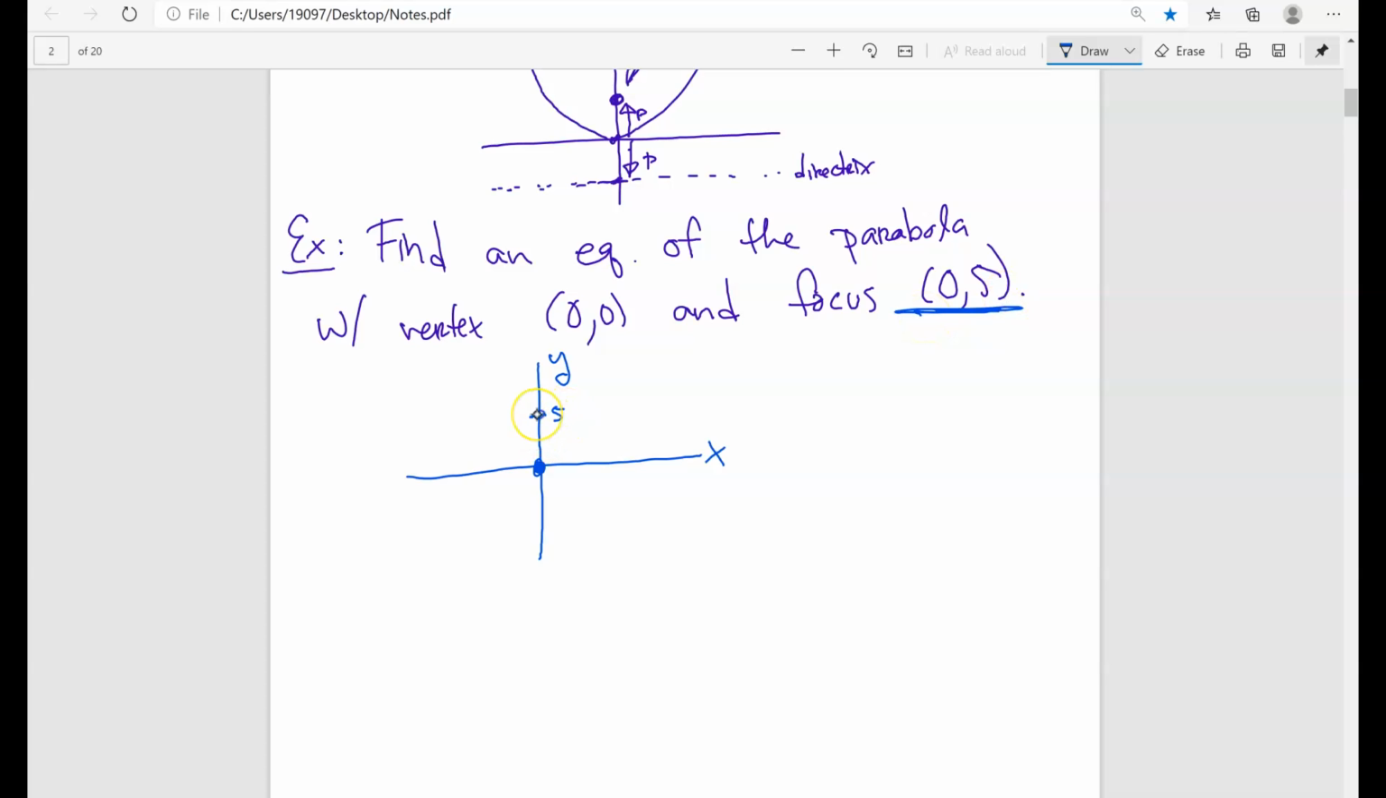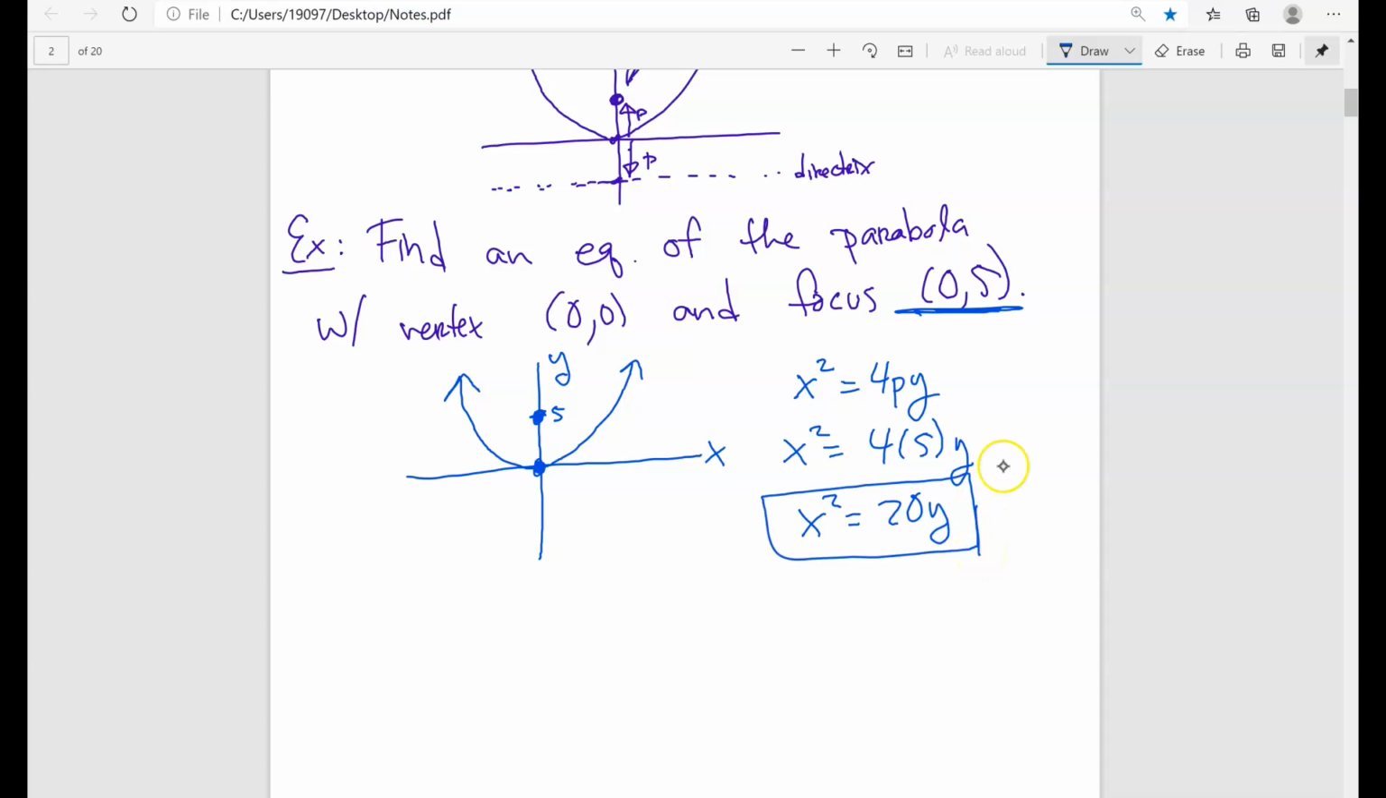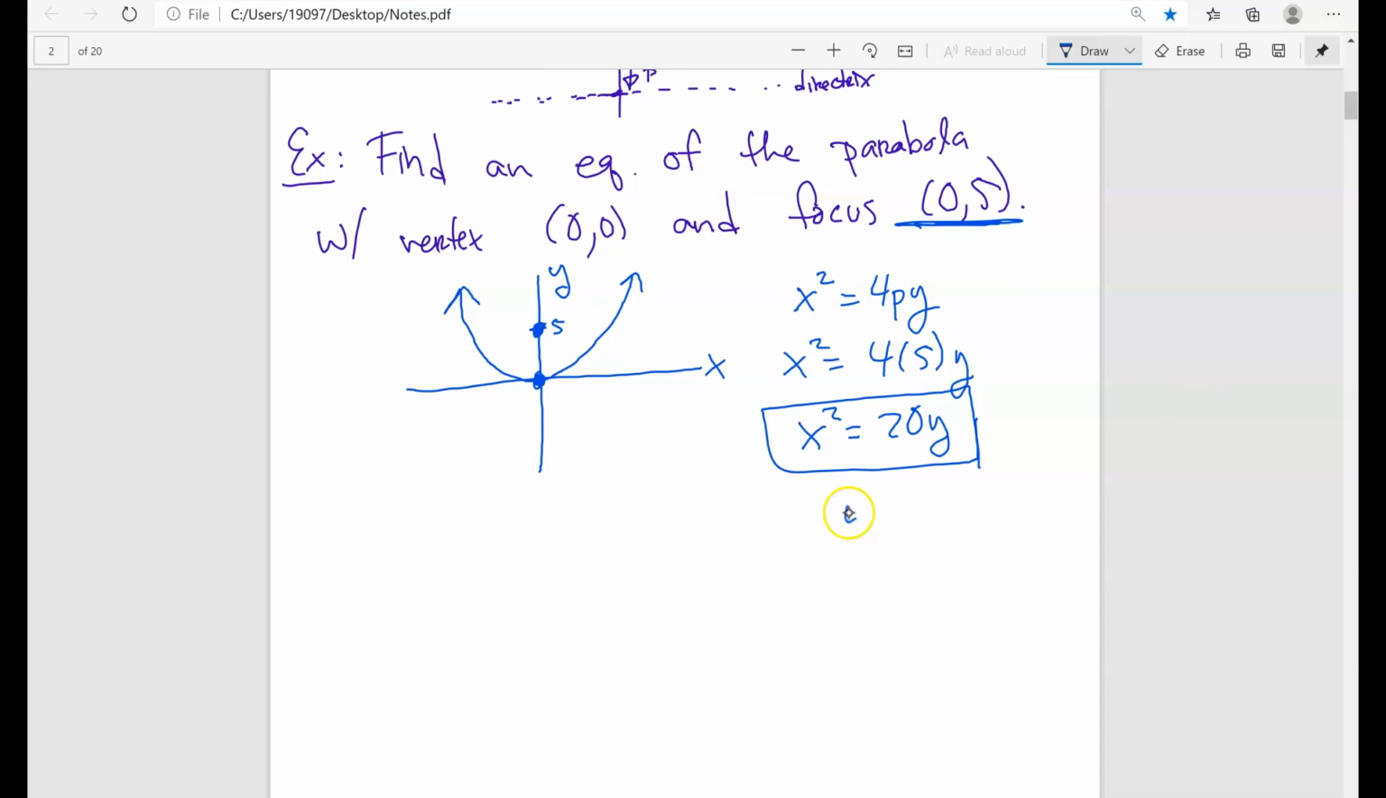And remember, like I said before, the focus is always going to be inside the parabola, which basically means that the parabola should be upward. So when we write our equation, x squared is equal to 4py, we just have to figure out what p is. In this case, p is going to be equal to 5. So you're going to have x squared is equal to 4 times 5y, so x squared is equal to 20y. This is going to be the equation of the parabola. You don't need to solve for y. You can write it as y equals 1 over 20 x squared. This is also fine, but the top one is also fine.